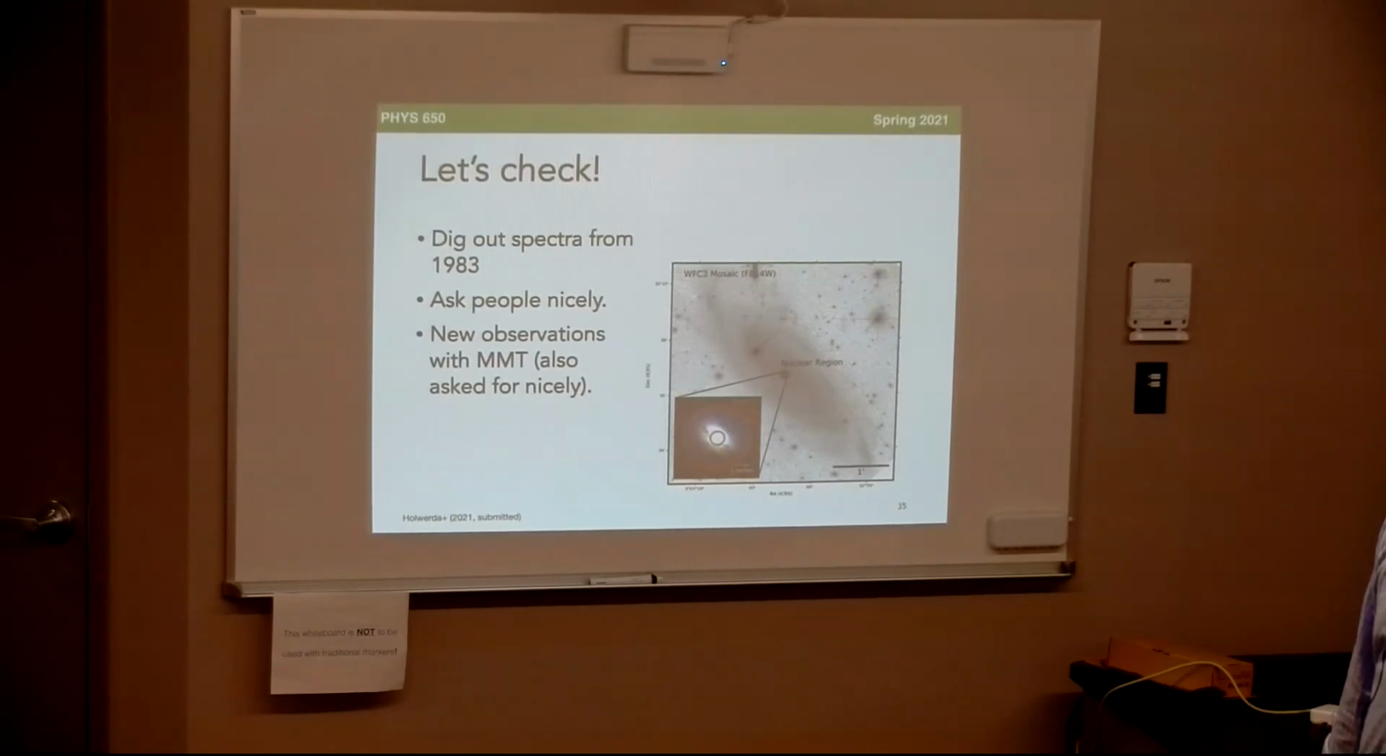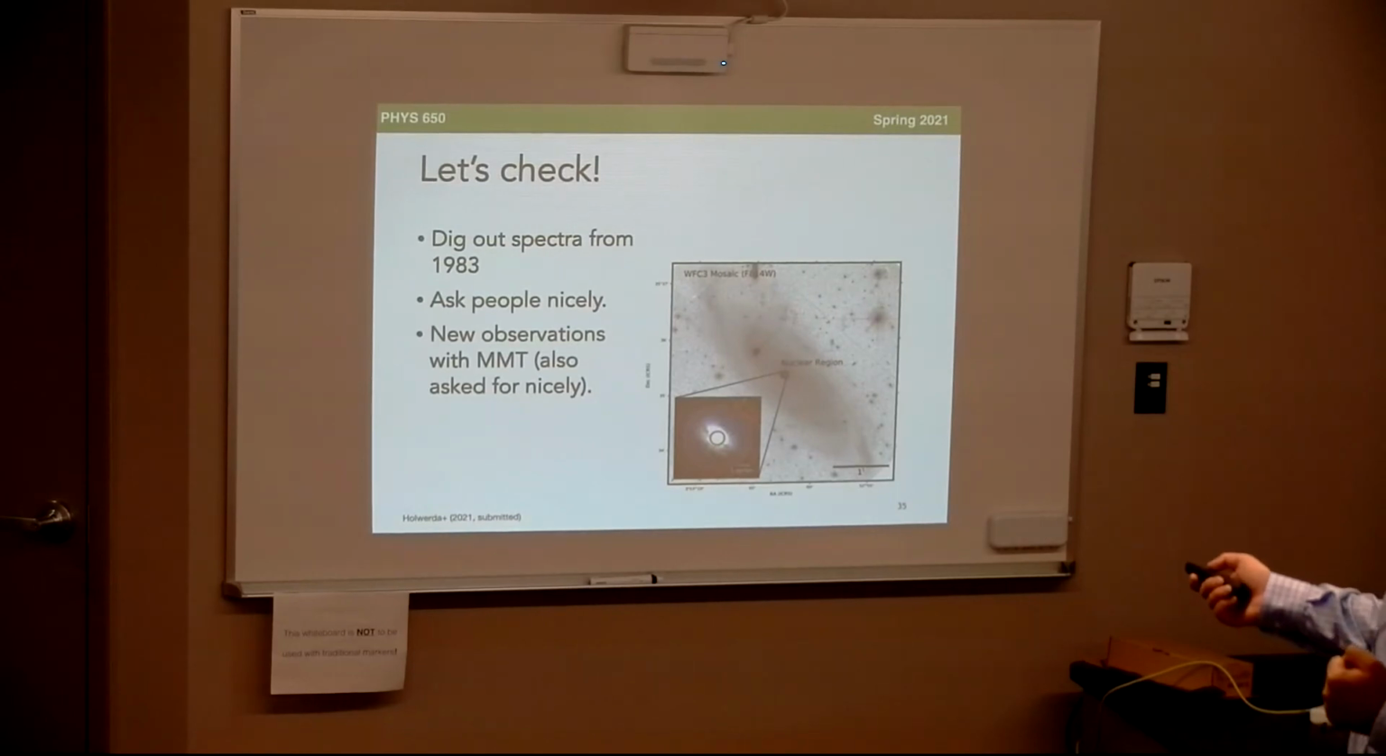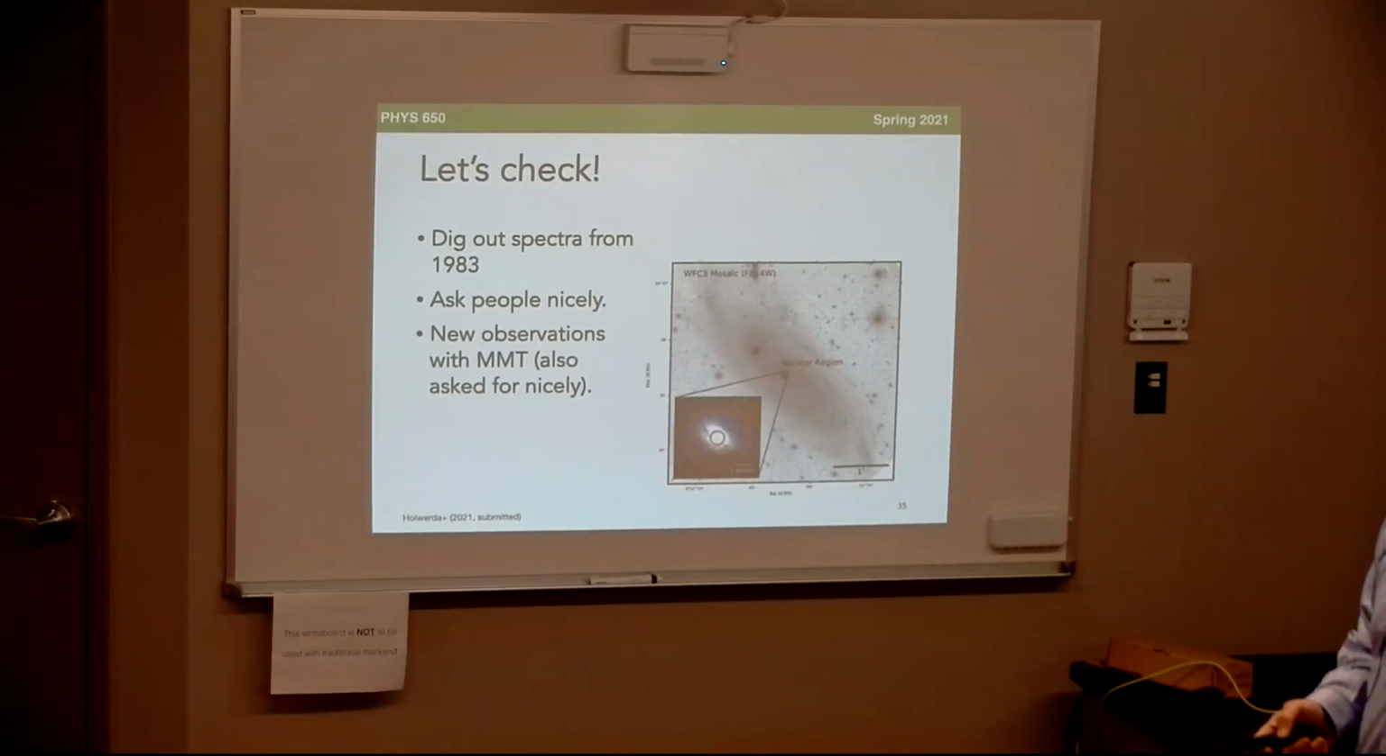Like, oh, cool. We have a prediction. I can observe this. Let's go. So you shake the tree of astronomers you know, and end up with a scan of a 1983 spectrum. So I'm like, oh, cool. That's one. You just ask people nicely.